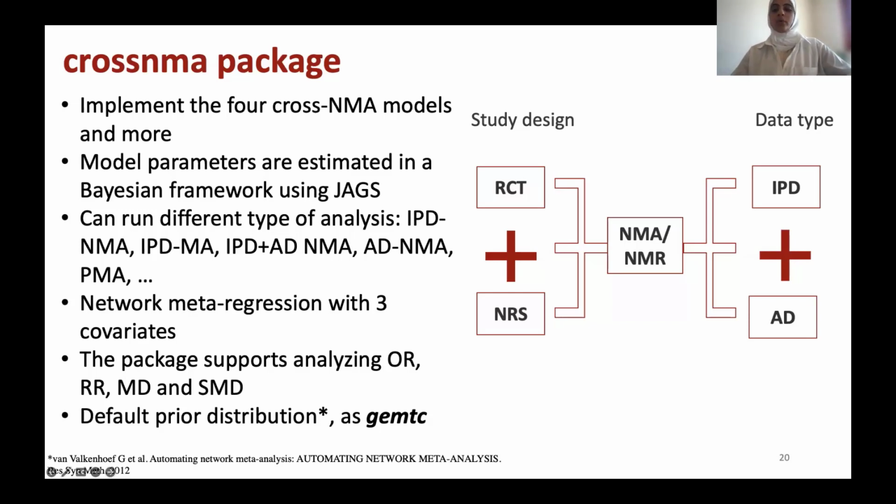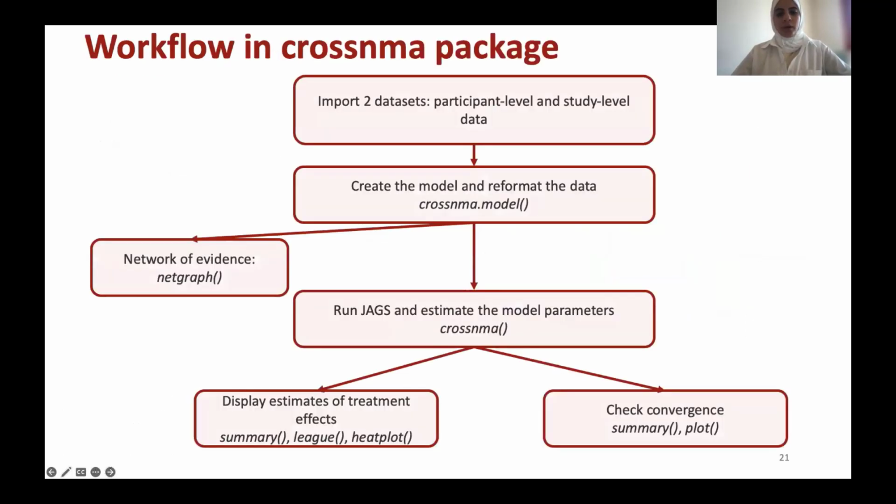Currently, the package supports up to 3 covariates. In terms of summary measure, currently Crossnma supports using odds ratio, risk ratio, mean difference, and standardized mean difference. And finally, to facilitate the use of the package, we set default priors following the same approach used in the GMTC package and introduced by Wilkenhoff and colleagues.